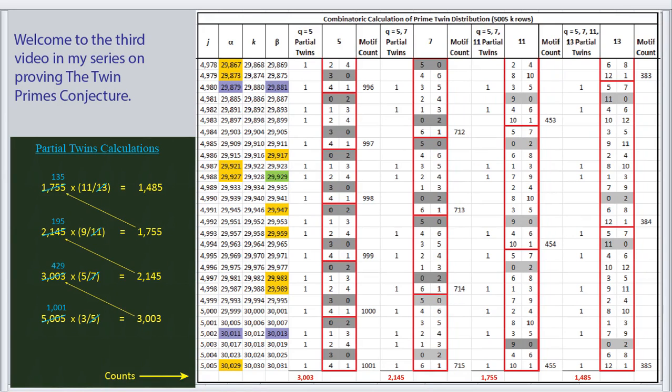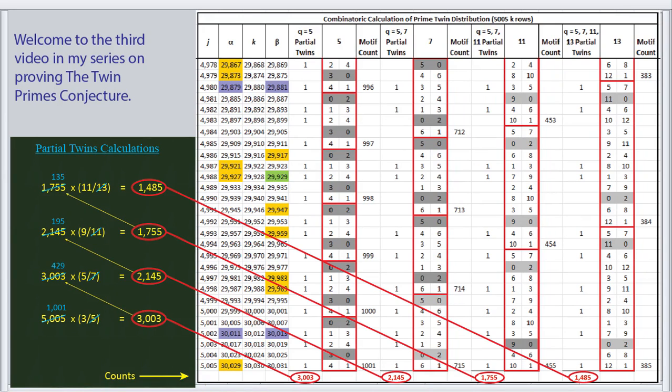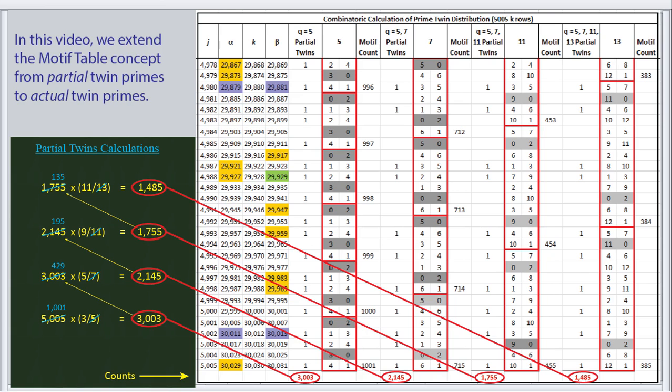Welcome to the third video in my series on proving the twin primes conjecture. In the last video we learned about motif tables, such as the one you see here on the screen. In this video we extend the motif table concept from partial twin primes to actual twin primes.